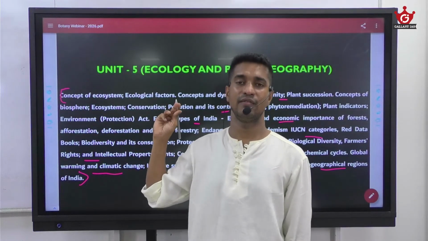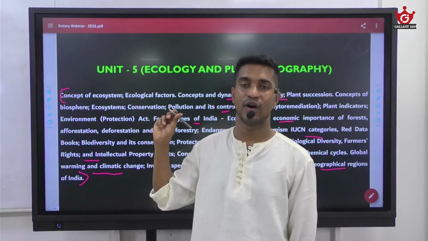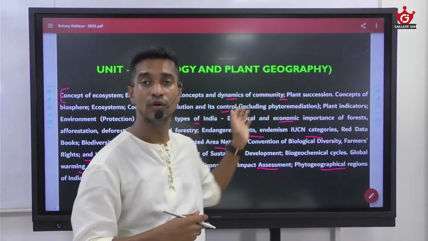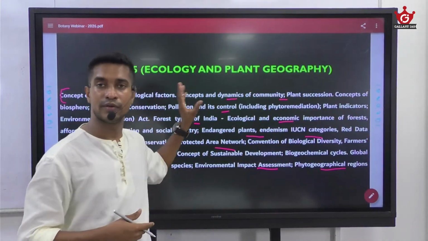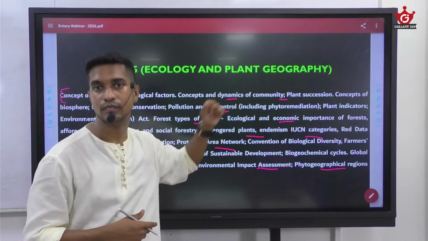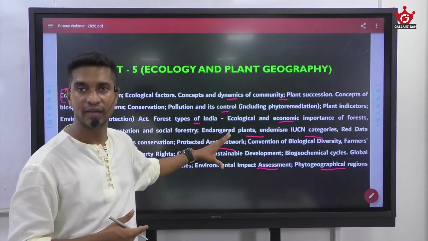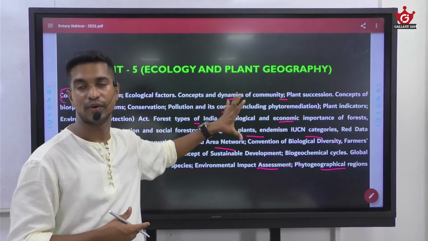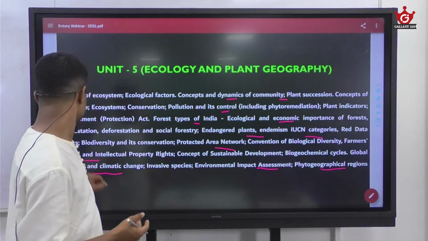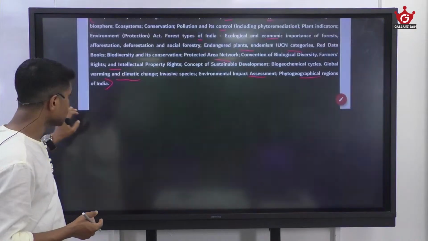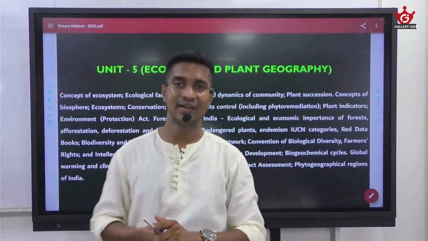This is the only area where you get an advantage if you are in with relation to botany. Okay, so your prelims and your mains preparation with regard to the environmental part will be covered under this particular unit. Okay, so that's all about the syllabus discussion.